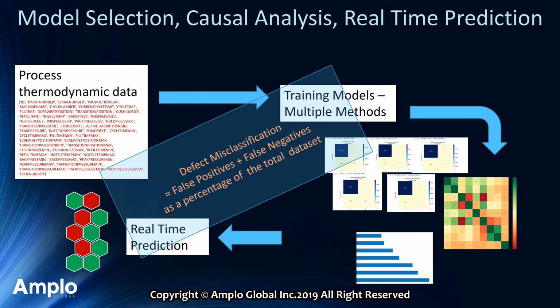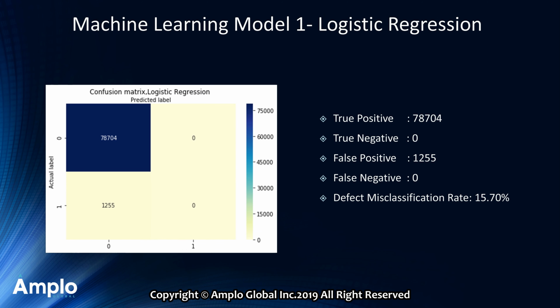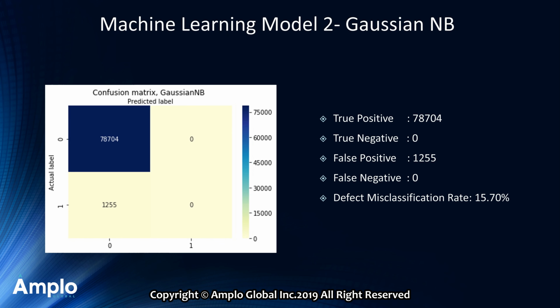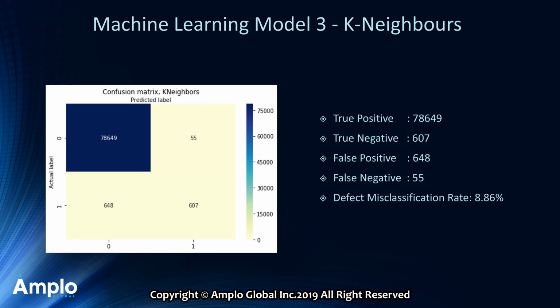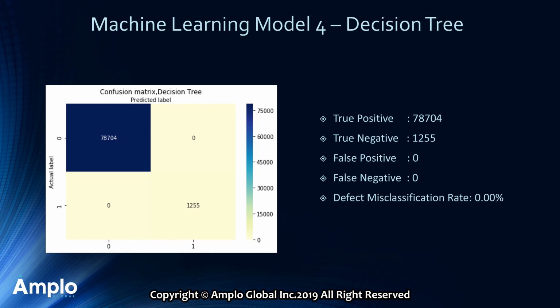Defect misclassification is key, and we define it as the proportion of false positives and false negatives in relation to the total data set. In this particular case, both the Logistic Regression and Gaussian NB models show high false positives. The K-Neighbours model shows a lower defect misclassification rate. The best result we get is with the decision tree model with a zero defect misclassification.